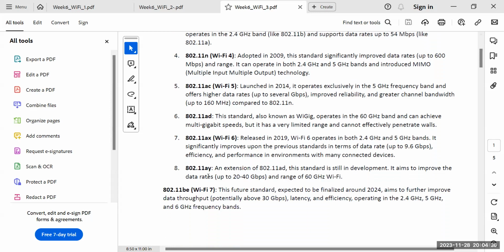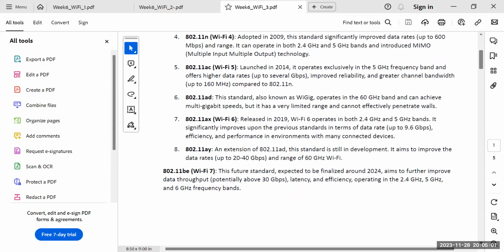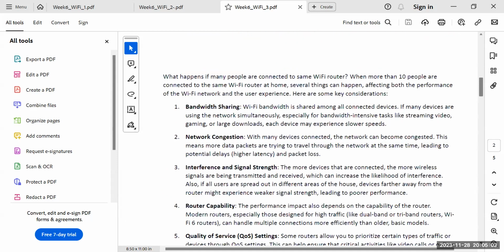And then we have Wi-Fi 7. This is the future standard, expected to be finalized in the year 2024. It aims to further improve the data throughput, potentially above 30 gigabits per second, as well as latency and efficiency, operating in the 2.4, 5 gigahertz and the 6 gigahertz frequency bands. So this is not yet launched in the market. This is something that is in the offing and will be available in the years to come.